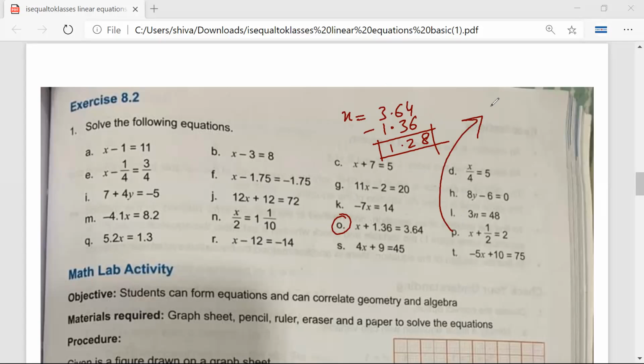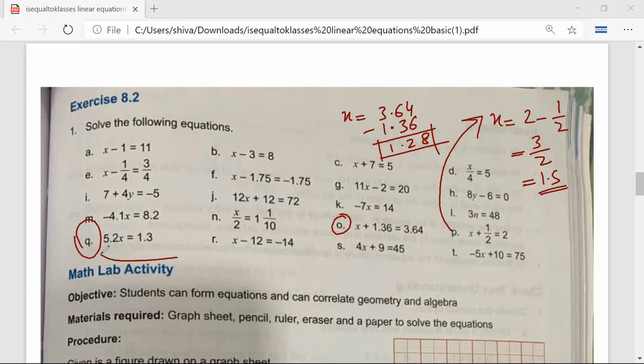No, sir. Mr. Sarthak, what would be the answer for P part? So 1.5. Shabash. 2 minus half. 2 minus half is 3 by 2, and this would be equal to 1.5. Mr. Satya, any doubt? No.